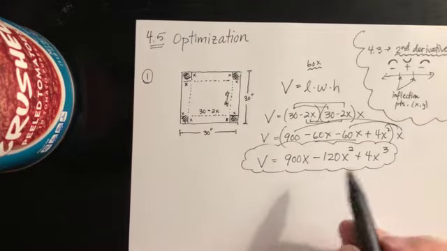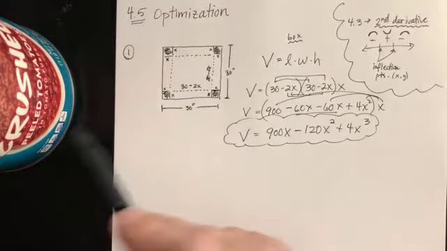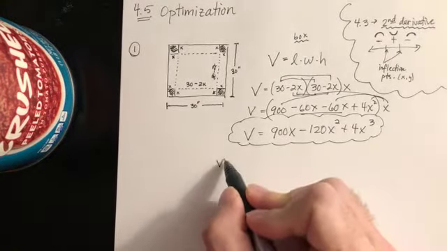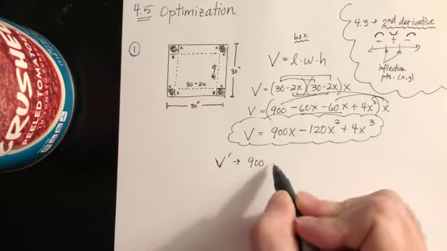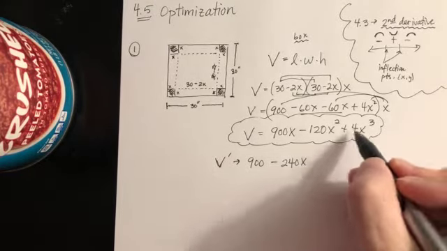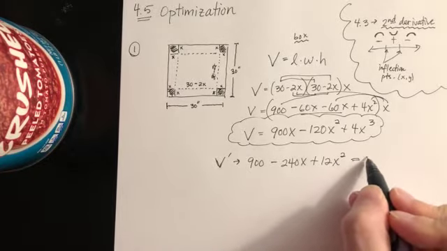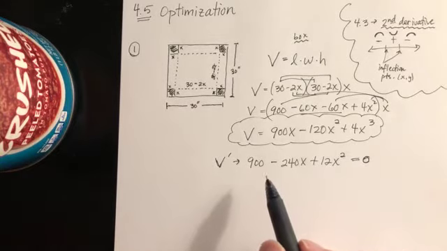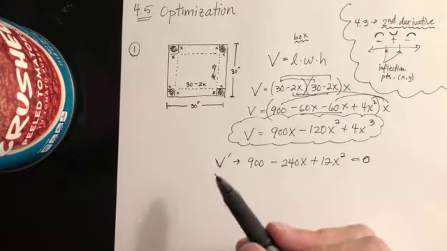Now, the thing about this is once I find this equation, then it becomes anything like 4.3, but with first derivative. So take the derivative, and that's 900. That's multiply down to get 240x, and then multiply down to get 12x squared. And then I'm going to set it equal to 0. So what I'm doing is I'm finding critical points so that I can see if it's a max or a min. And I want the one that creates a maximum volume.